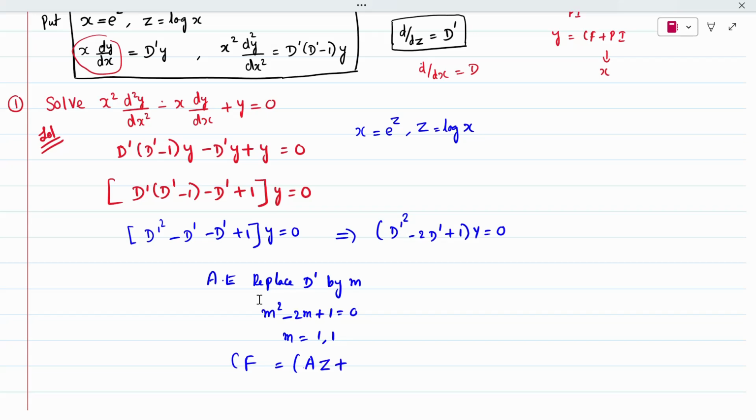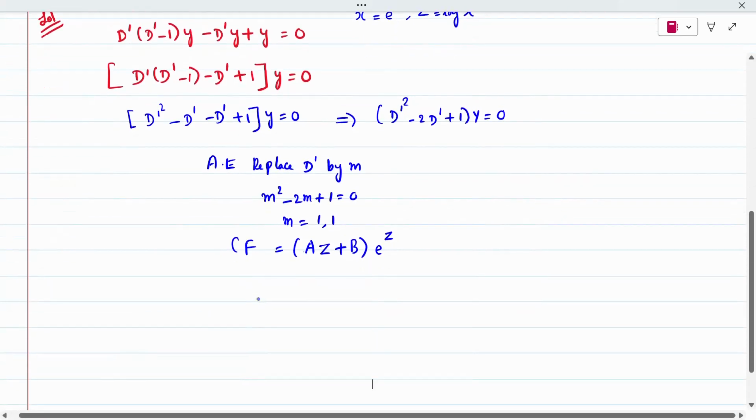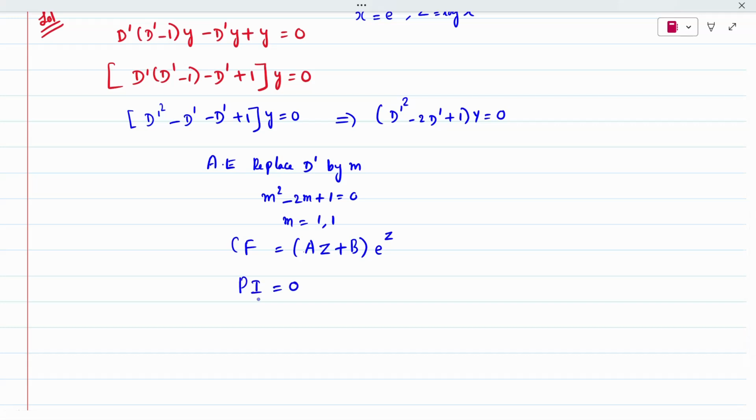Reason? Now everything from the starting I have converted with respect to z. So it is (Az plus b) into e to the power z, okay, not x. If you write x here, it will be wrong. Okay, complementary function completed. Particular integral, in this we don't have particular integral because right hand side is 0. Right hand side 0 means no particular integral.